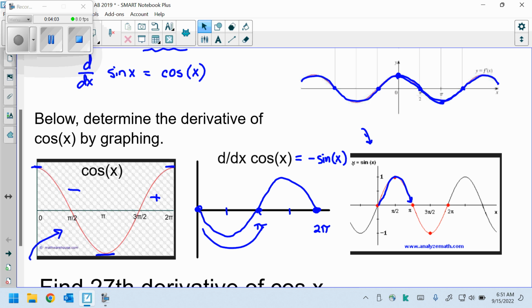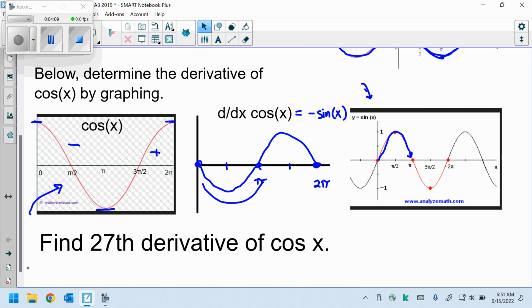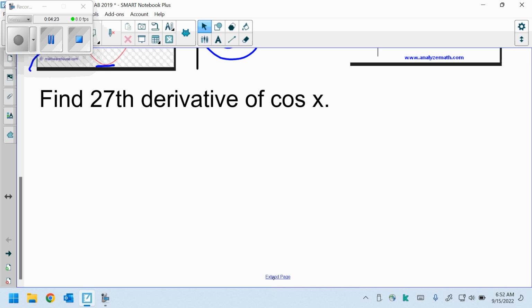And so now we know 2 trig derivatives. There are 4 in all that we will need to know. We'll talk about what the other 2 are. So we need to know the derivative of sine, the derivative of cosine, and 2 others. Find the 27th derivative of cosine. Sounds like something Mr. Amundsen would ask.